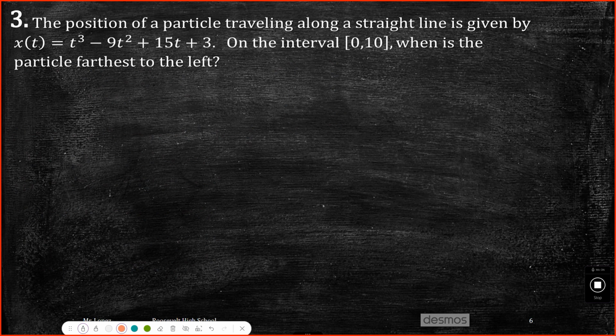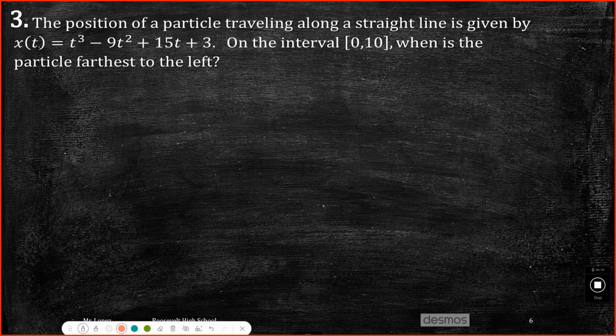The position of a particle traveling along a straight line is given by this position function on this interval. On the interval from 0 to 10, including 0 and 10, when is the particle farthest to the left?